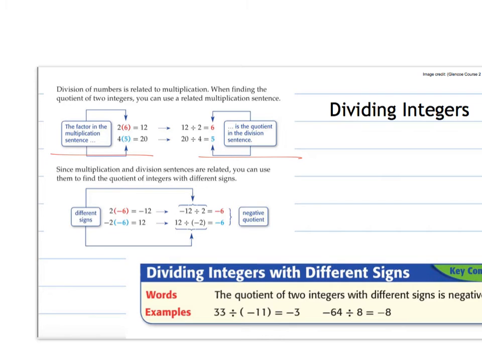If 4 times 5 is 20, then we know that 20 divided by 4 is 5. Okay? So since multiplication and division are related, we can use the same sign rules when multiplying and dividing.